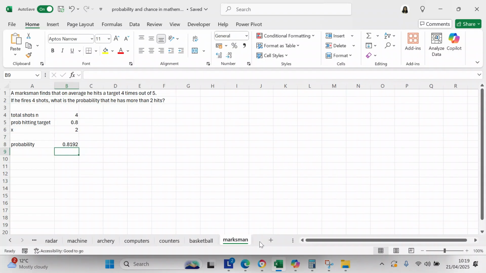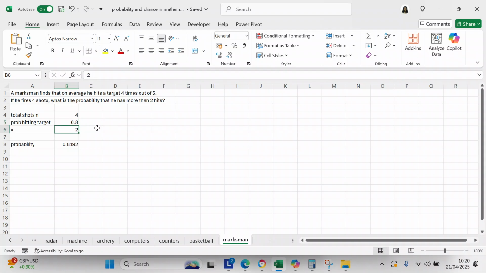The next question that we have is going to be on a marksman. A marksman finds that on average he hits a target 4 times out of 5. If he fires 4 shots, what is the probability that he has more than 2 hits? So total shots, expressed as N, is 4. The probability of hitting the target is 80%.